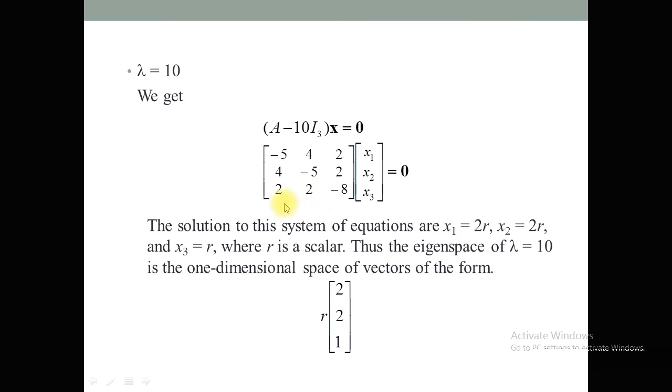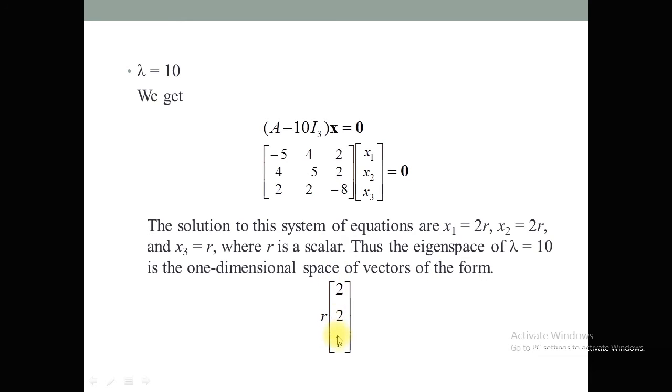You will get the last row as 0, so x3 will be a free variable. So suppose x3 is equal to r, where r is a real scalar number. Putting x3 equal to r in the second equation, you will obtain x2 is equal to 2r, and then substitute the values of x2 and x3 in the first equation. You will obtain the x1 value is also 2r. Thus the eigenspace for lambda equal to 10 is a one-dimensional space of vectors of the form r into (2, 2, 1).